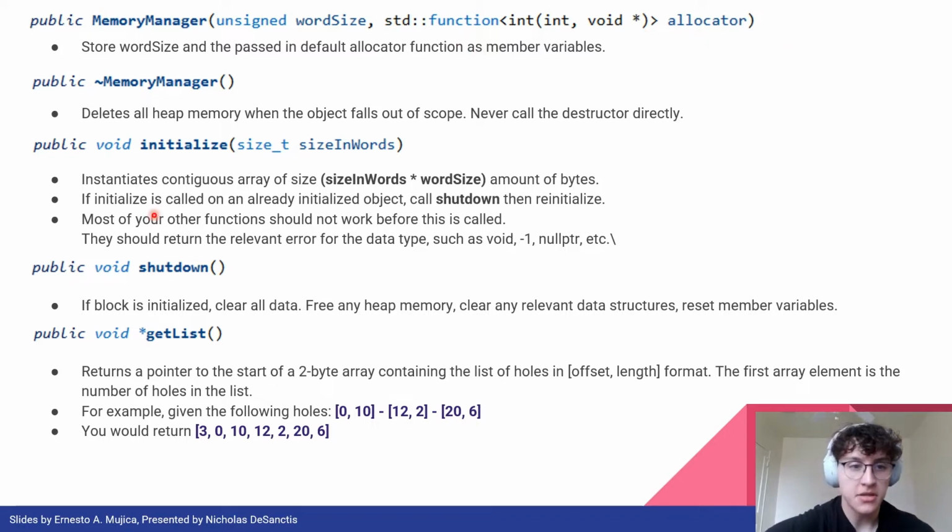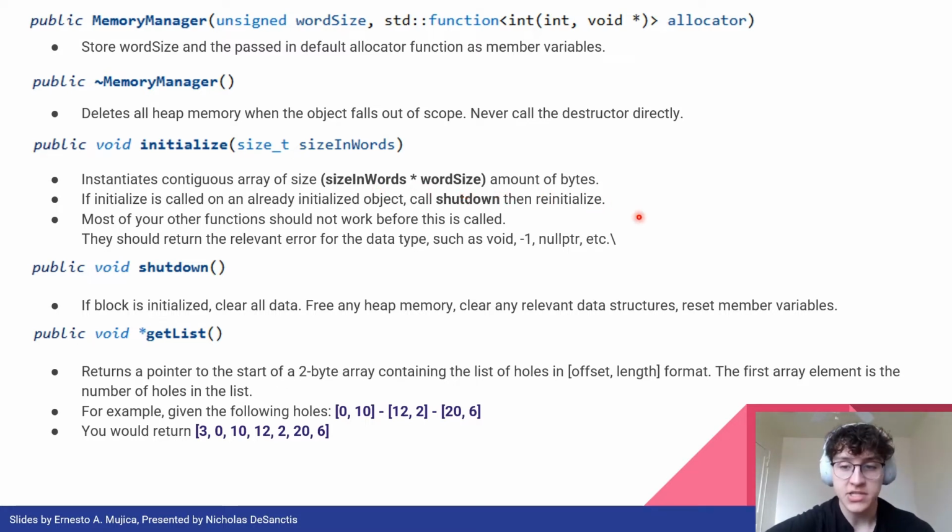Next here, the destructor is listed because there's like a 99% chance that you dynamically allocated some memory in this project that you're responsible for deleting. So this destructor should just ensure that the memory is properly deleted once the memory manager object falls out of scope. Then initialize, this will take in a size in words and we'll get the initial block of memory from the heap. This block will be of size in words times word size amount of bytes.